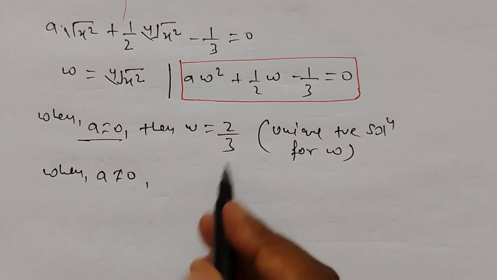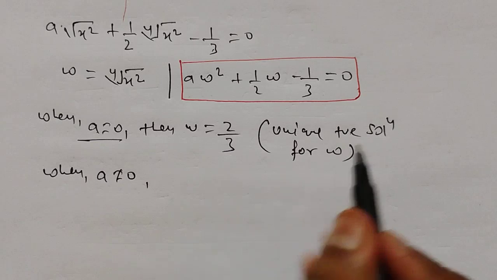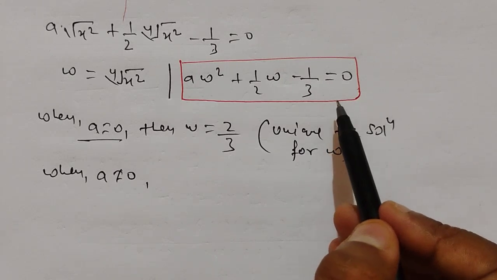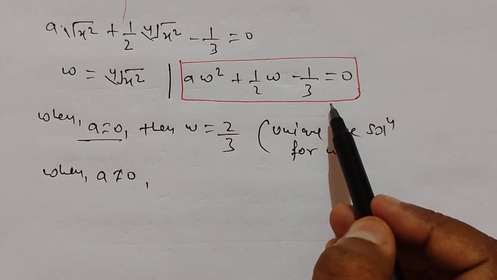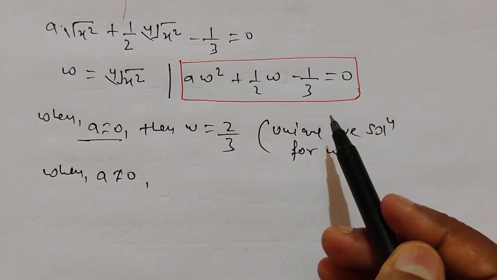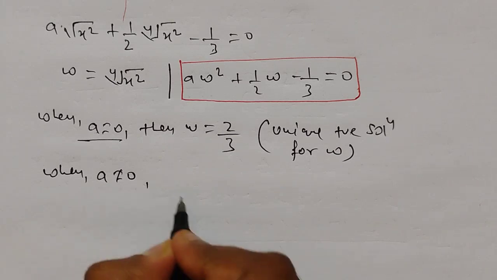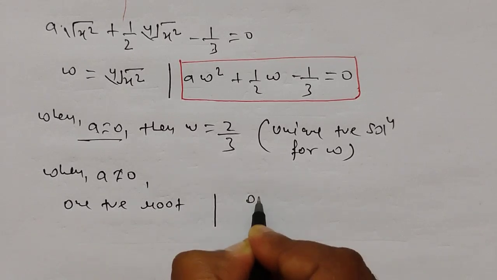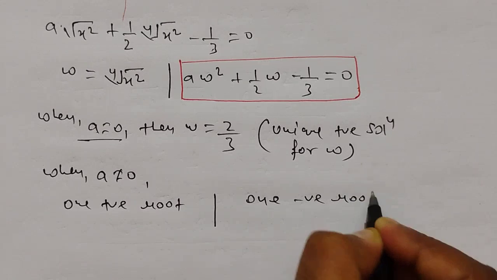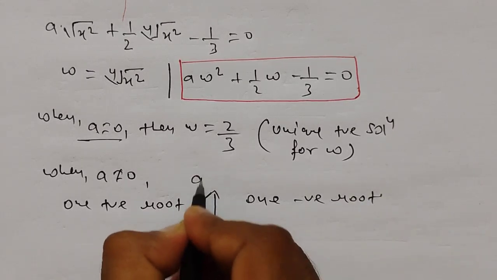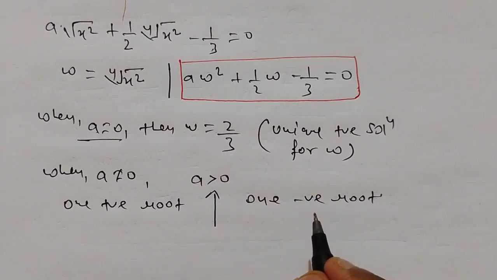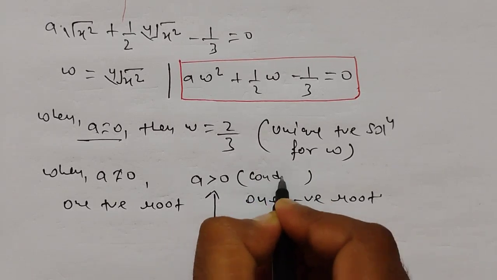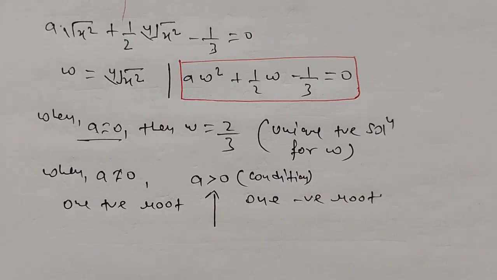So in this case, again by Vieta's theorem, the given equation here, which I am just highlighting with the red box, has one positive root and one negative root if and only if a is greater than 0. So here there will be one positive root and one negative root, and in both conditions a must be greater than 0. This is the important condition.